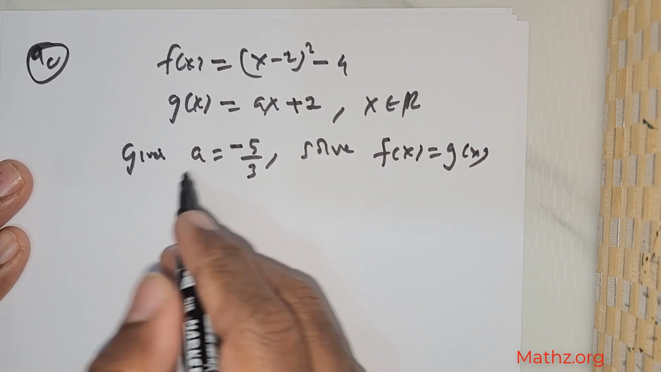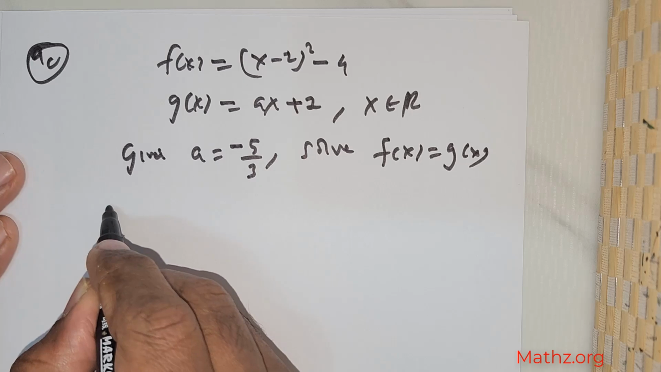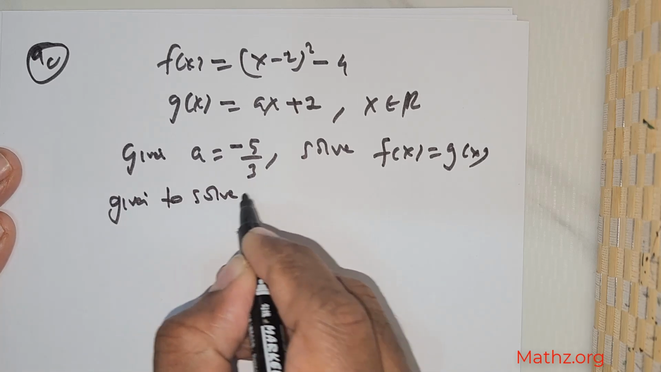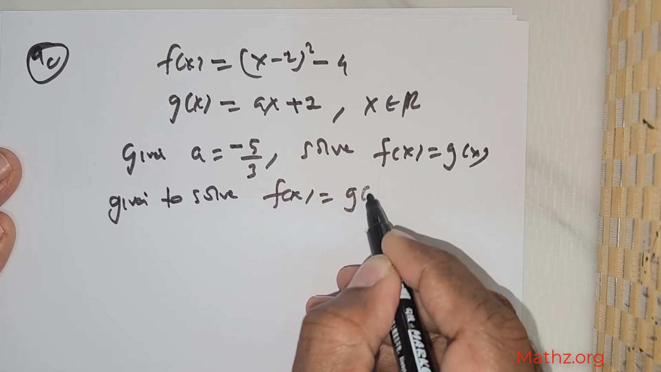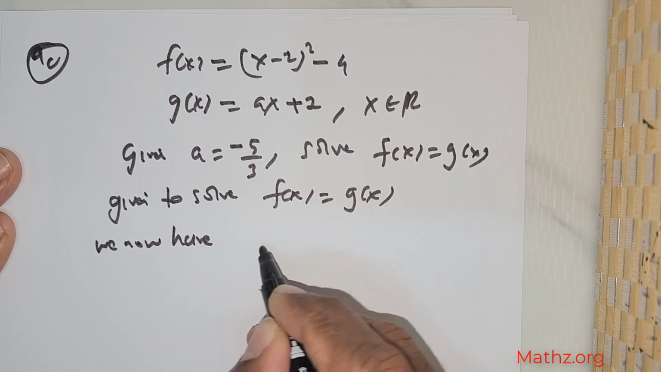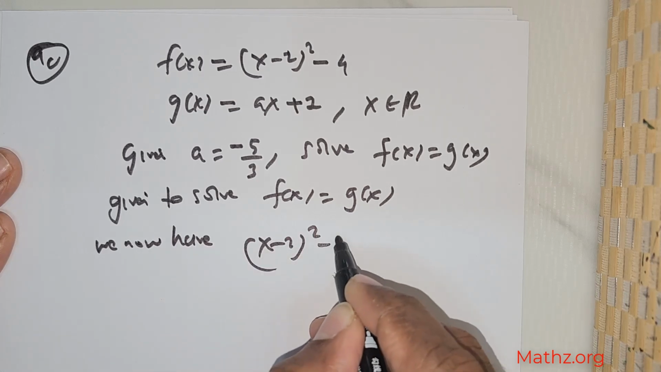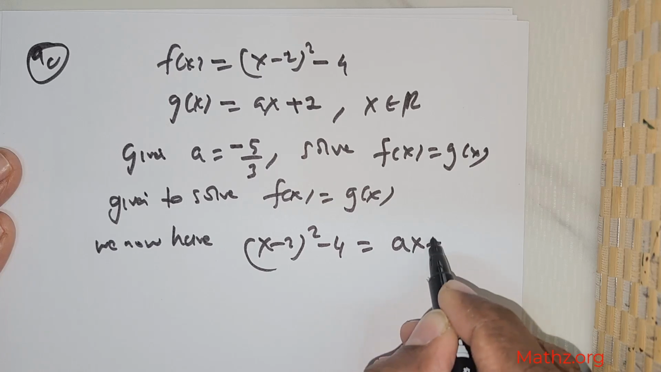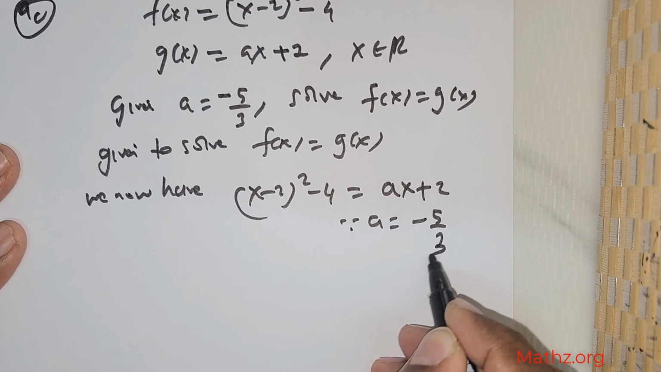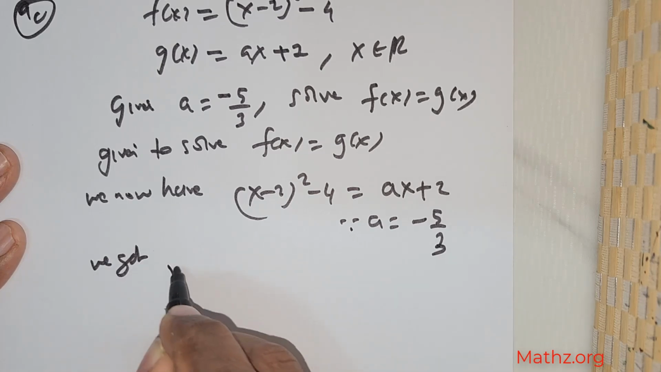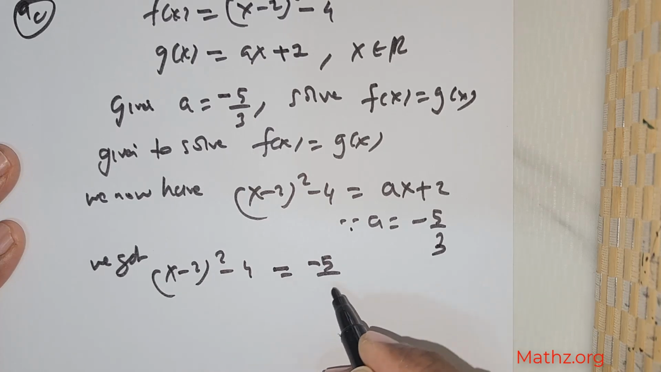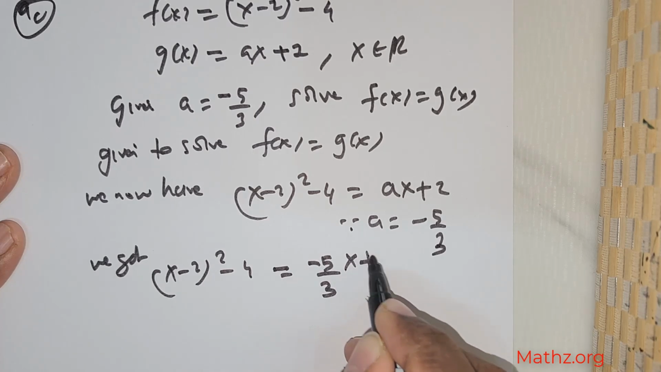So what I'm going to do is, given to solve f(x) = g(x), we now have f(x) is what? (x - 2)² - 4. g(x) is ax + 2. Since a is equal to -5/3, we get (x - 2)² - 4 is equal to -5/3 times (x + 2).